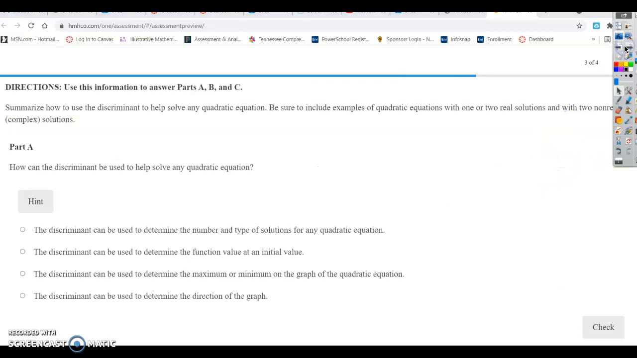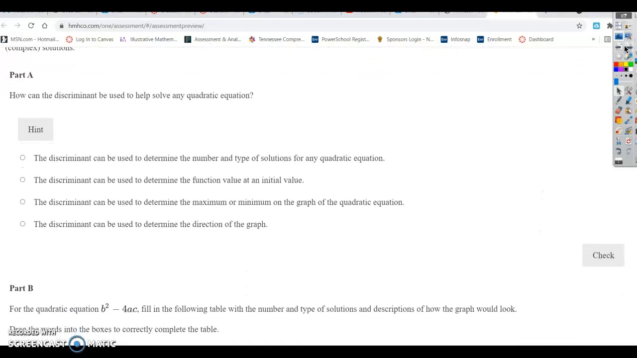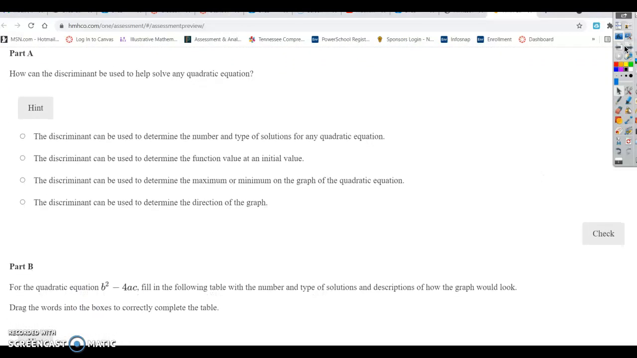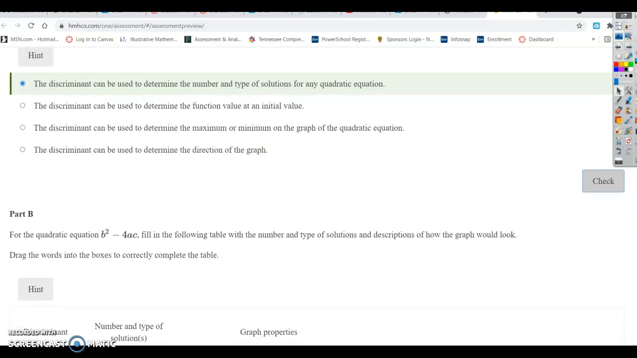All right, the next question says, how can the discriminant be used to help solve any quadratic equation? All right, so the discriminant, remember, tells you how many and what type of solutions you have. So if you look at this, it can be used to determine the number and type of solutions. That's probably it. Can be used to determine the function value, the maximum or minimum? That's your vertex. The discriminant can be used to determine the direction of the graph? So the only one that makes sense here is the first one. The sign in front of your quadratic term will determine the direction, whether it goes up or down.